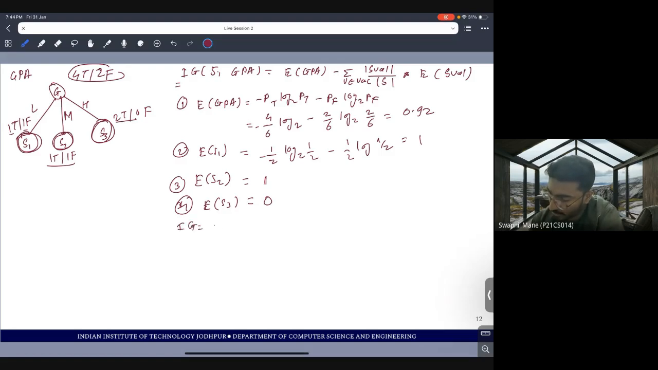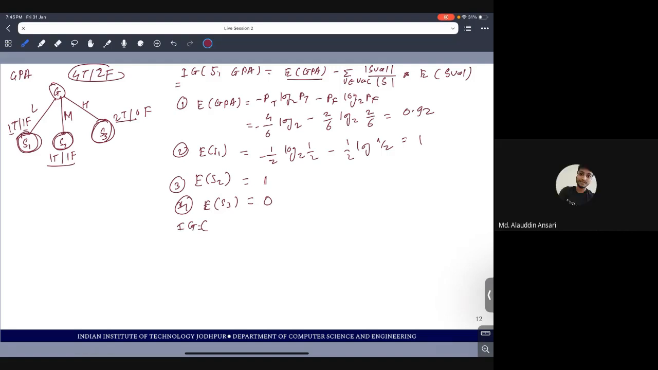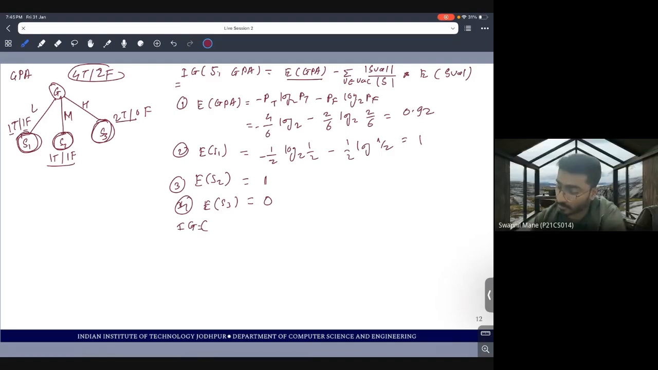So here, how are we putting these values in the information gain for the GPA? The entropy of the GPA is the same, but entropy and information gain are different for different attributes. For studied, you will get a different information gain. So for GPA, information gain is 0.92 minus the summation of. So here we are doing summation.